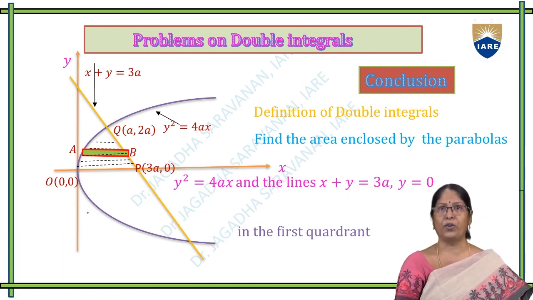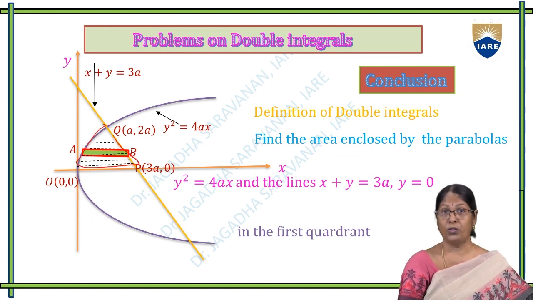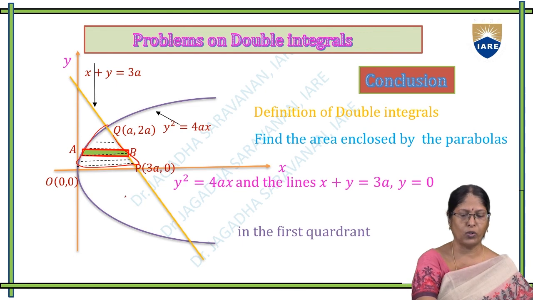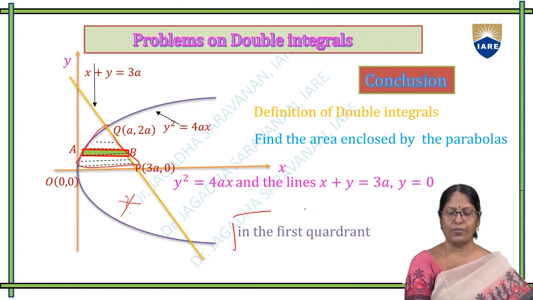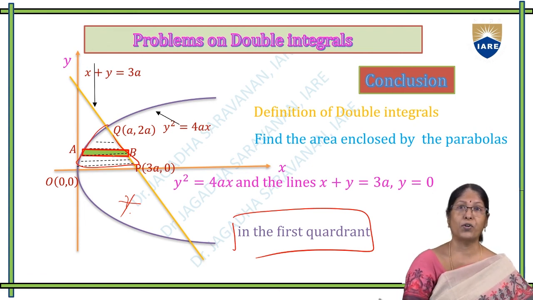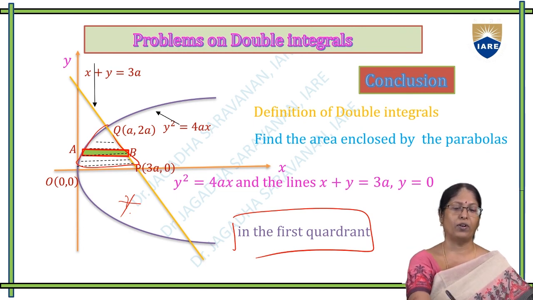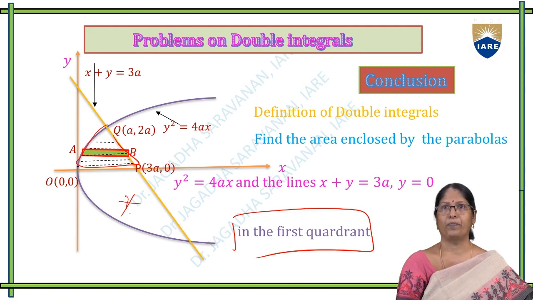This particular region, even though it is also a common region, we neglected it because of this condition. First quadrant, horizontal strip taking, we did the calculation for this particular region area.